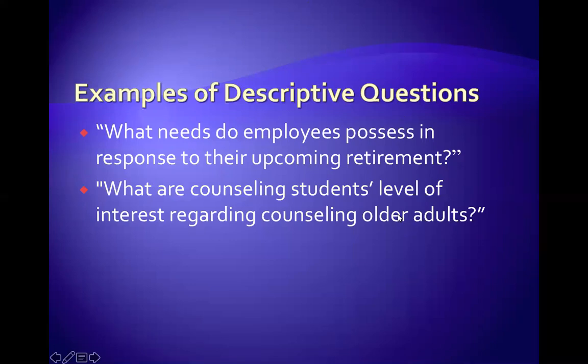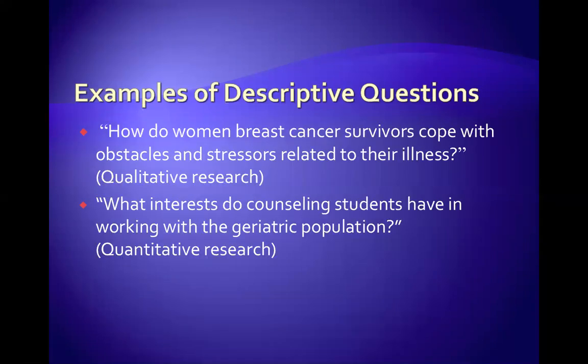Whereas, what are counseling students' levels of interest regarding counseling older adults? That might be more of a quantitative question that is, once again, very simplistic, based on percentages and not so much looking at relationships or differences and using any involved statistics. It's basically just kind of counting how many counseling students are interested in working with older adults versus not. Other questions, actually, I'm just going to skip over those. You can read them if you want. You can pause and read, but they're just more questions.